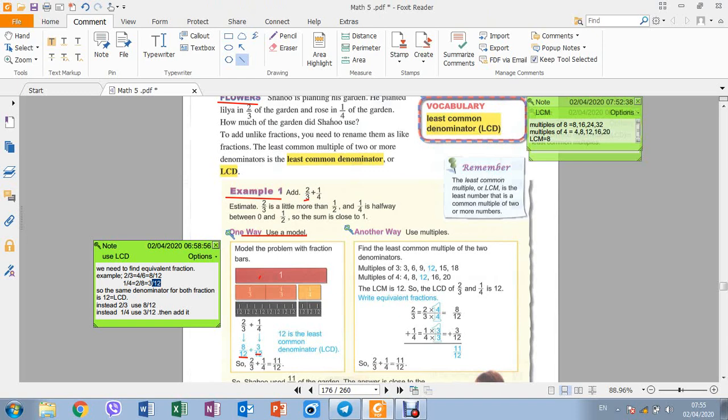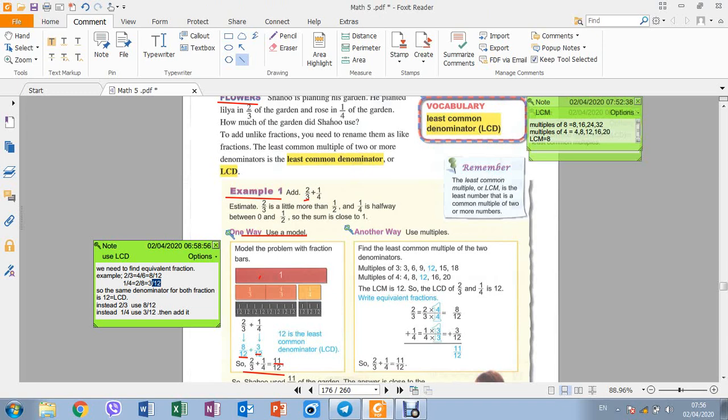8 plus 3 equals 11, so 11 over 12. Instead of 8/12 we put down 2/3, and instead of 3/12 we put down 1/4. Now it equals 8 plus 3, 11 over 12. Because the numerator 11 is smaller than the denominator, this is the simplest form, and there is no whole number.